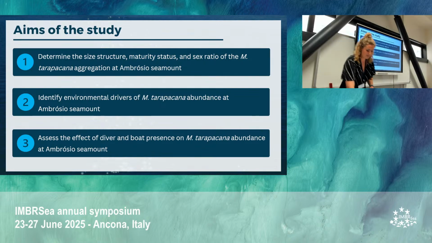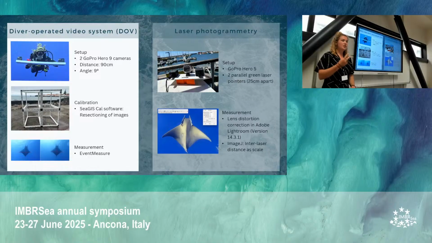Now, how did we do that? For the size structure, we used two non-invasive systems, the diver-operated system, short DOS, and the laser photogrammetry system. For the DOS system, I used two cameras that were mounted on a bar 90 centimeters apart, and they were facing towards the center, and like that we created an overlapping field of view so we could see 3D and measure 3D. I had to calibrate the system with a calibration cube, which you can see here, and I analyzed the videos in software, and I basically determined the relative position and orientation of the camera.